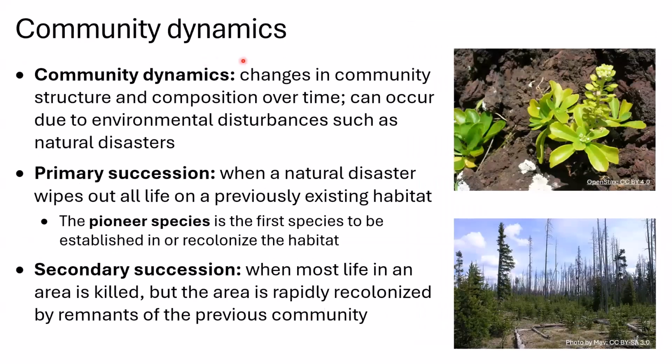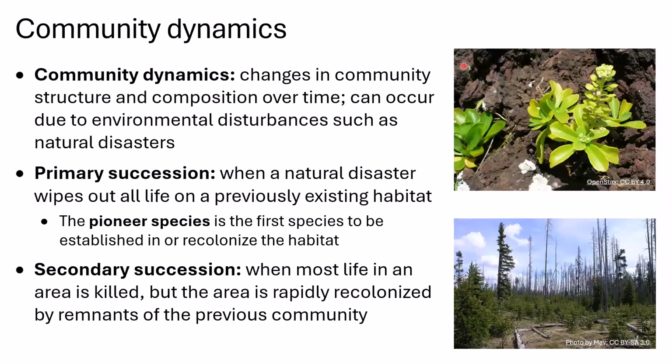Communities can, of course, change over time. Community dynamics are changes in community structure and composition over time. These changes can often occur due to environmental disturbances, such as natural disasters. Primary succession occurs when a new land forms, or when a natural disaster wipes out all life on a previously existing habitat, allowing for a new habitat to take its place.